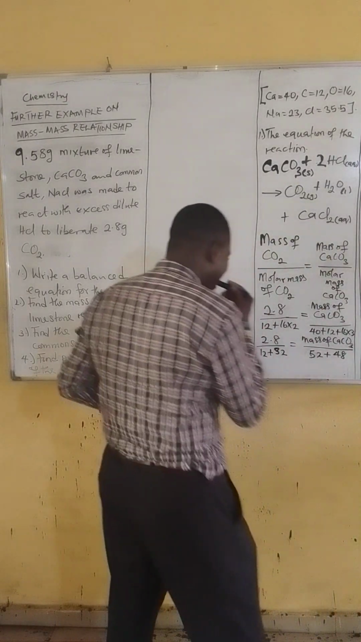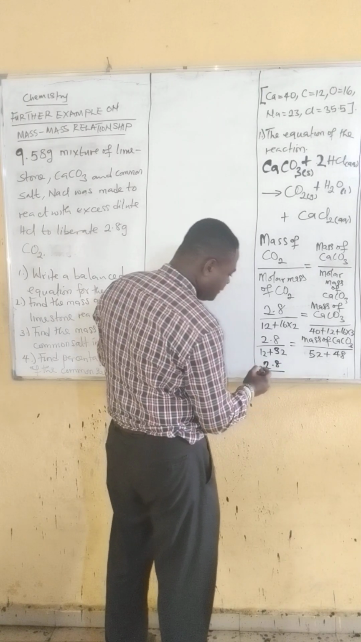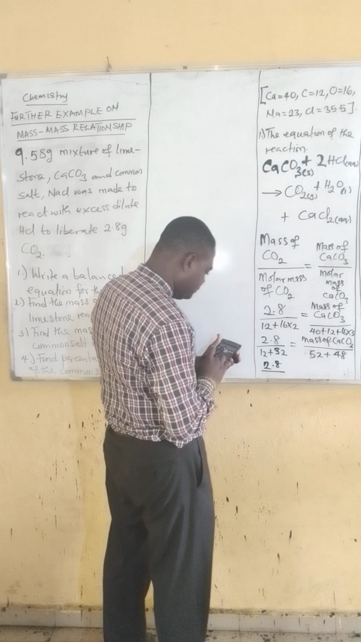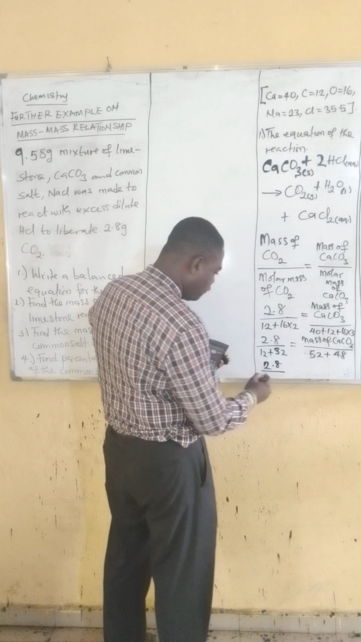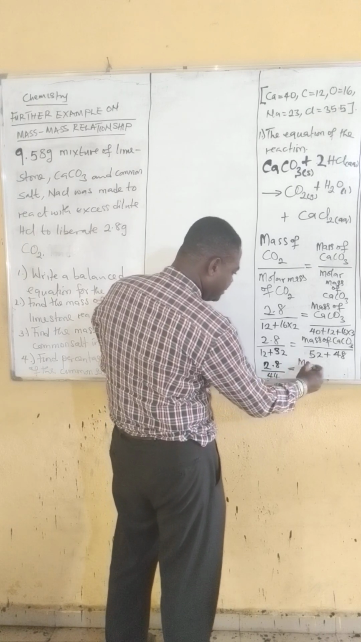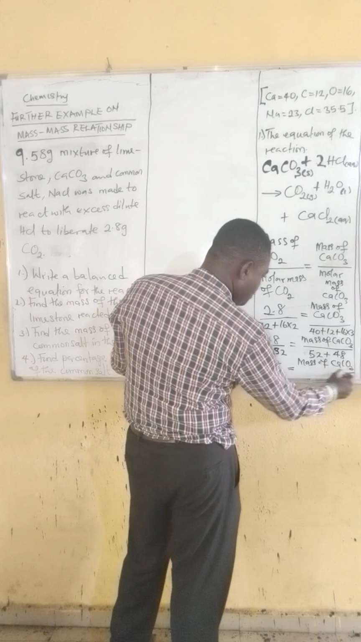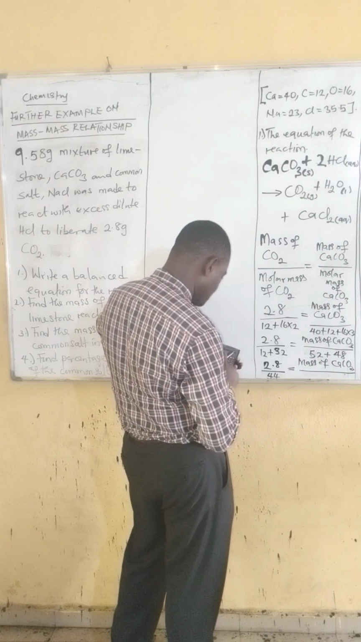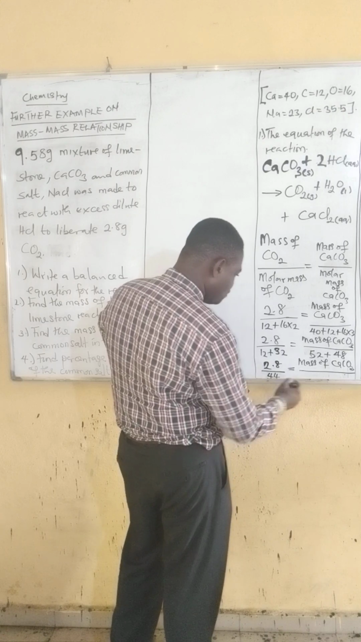If that is it, we have 2.8 over, let's add up what we have here. We have 12 plus 32. Answer is 44. Then equals to mass of CaCO3 over, let's add up 52 plus 48. Answer is 100.